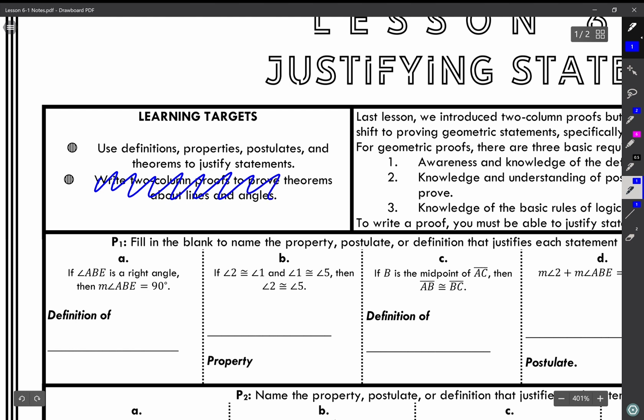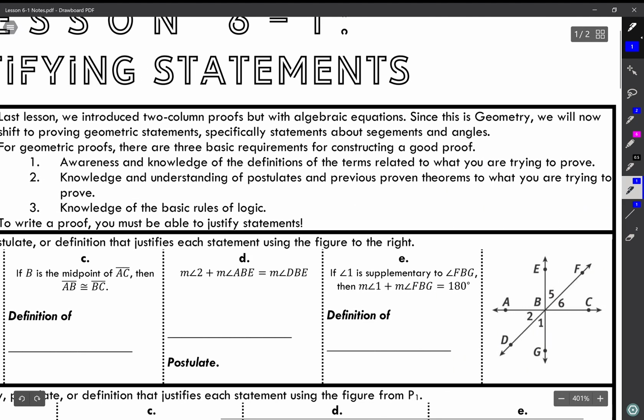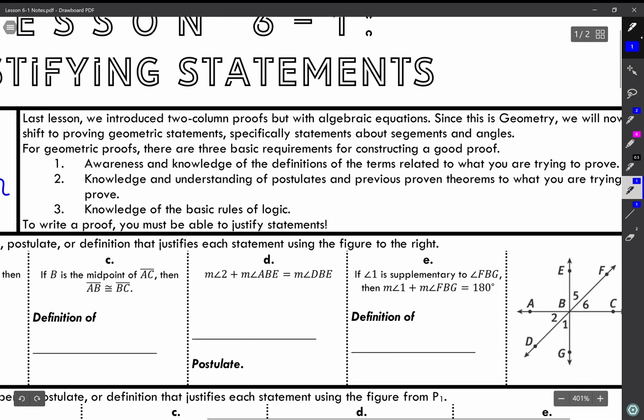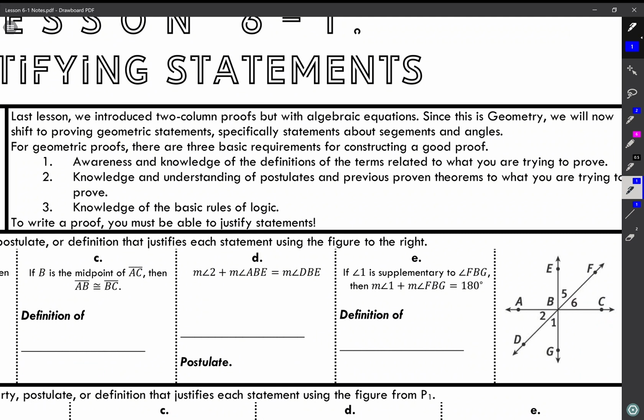Alright, so let's look at our learning targets. Scratch out the second one, we're not even doing that. For this one, we will be using definitions, properties, postulates, and theorems to justify statements. So last lesson we introduced two-column proofs but with algebraic equations. Since this is geometry, we will now shift to proving geometric statements, specifically statements about segments and angles. So that's what we'll be doing. Later on in other chapters, we'll deal with more geometric stuff as we learn more.